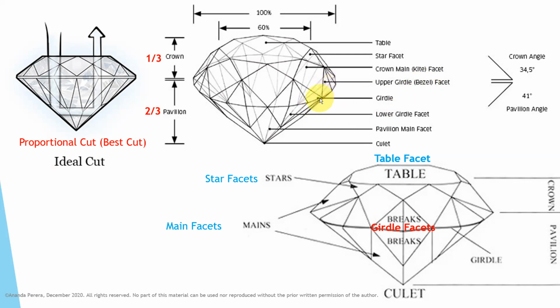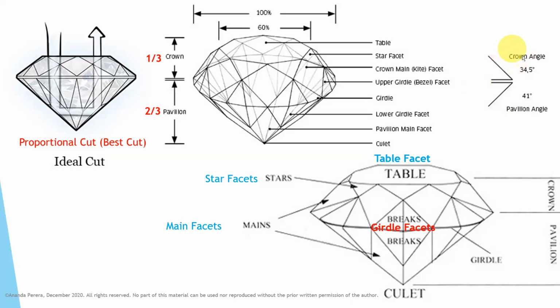This line is called the girdle. You can see the girdle here very well. The red color, it is the girdle. Crown and pavilion are the limits of the girdle. Girdle should be 2% maximum, between 1 and 2% of the stone height. So these are the things you should remember.